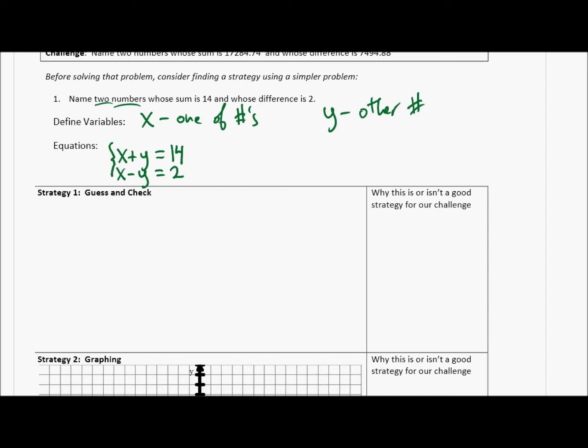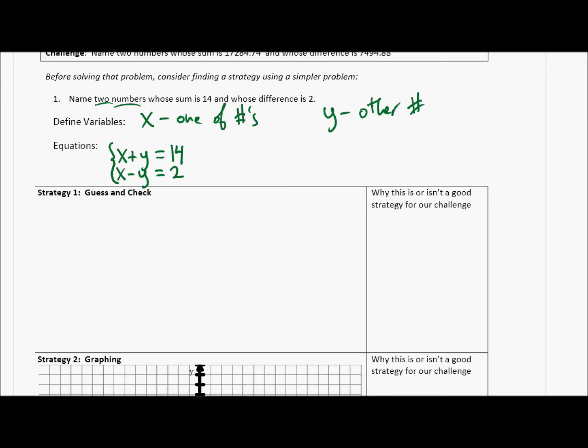By the way, in terms of defining our variables, you may notice if I'm writing the equation X minus Y equals 2, I've actually sort of decided which of the two variables stands for the greater number. And so if I'm doing X minus Y and getting a positive number, that means X must be greater than Y. I'm just going to stick with my definitions up here of one of the numbers and the other number.